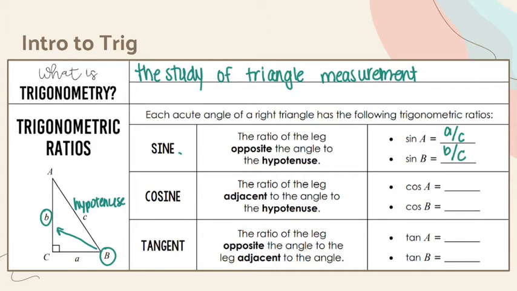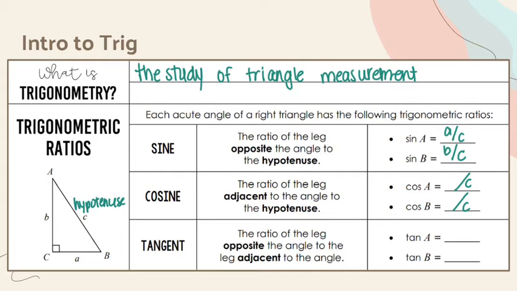Now, if we look at cosine, cosine is the ratio of the leg adjacent to the angle to the hypotenuse. So again, the hypotenuse is the denominator for cosine as well. So we know that the denominator for both of these is going to be C. But instead of the leg opposite that angle, we need the leg adjacent to the angle.